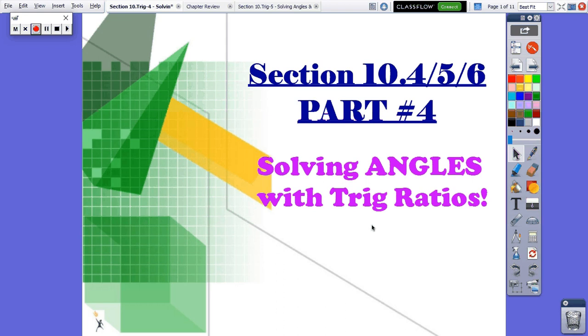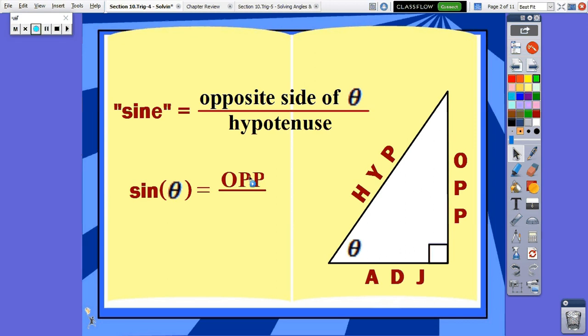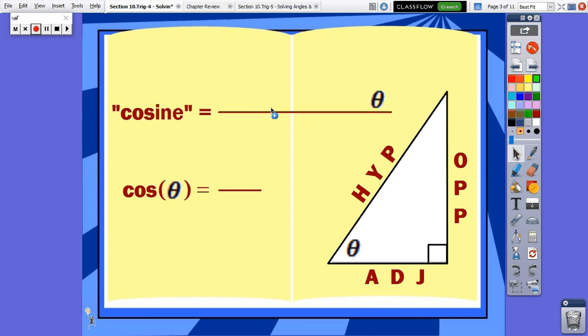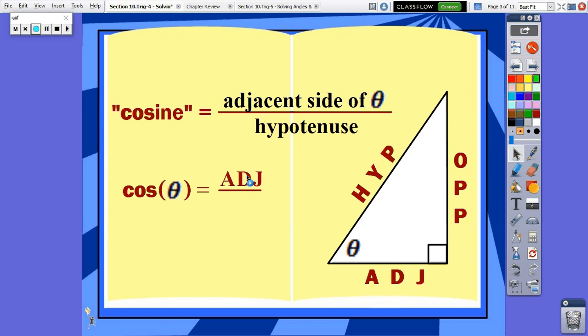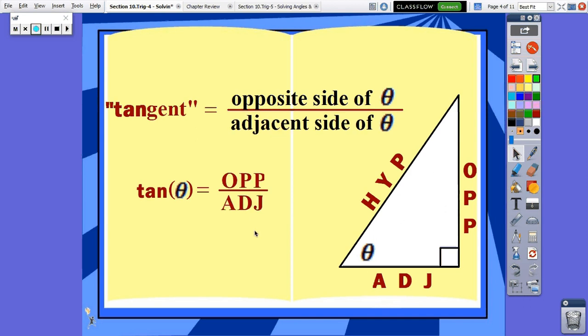Alright, in this video I'm going to show you guys how to solve for angles using our trig functions. So a little bit of review here. Sine, good old sine, definition was opposite over hypotenuse, or OPP over HYP. Cosine was adjacent over hypotenuse, or ADJ over HYP. And our good buddy tangent was opposite over adjacent, or OPP over ADJ.